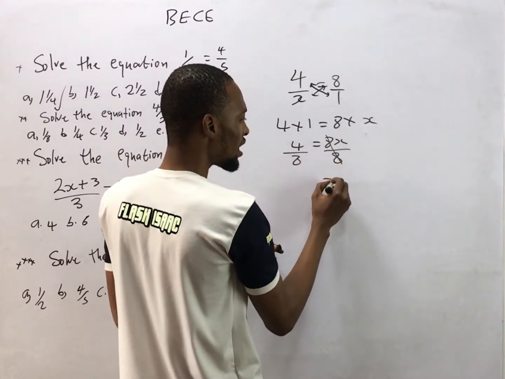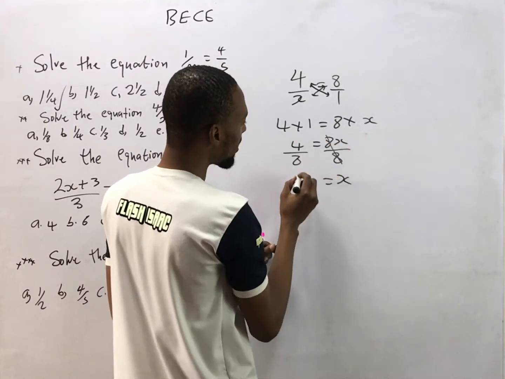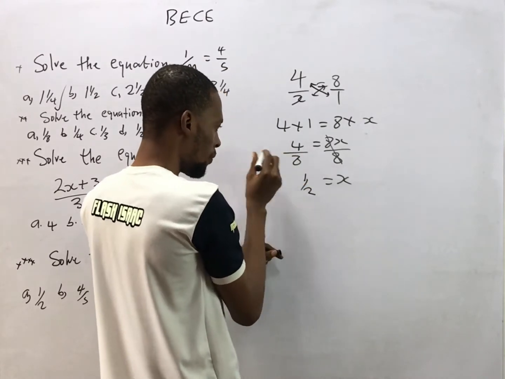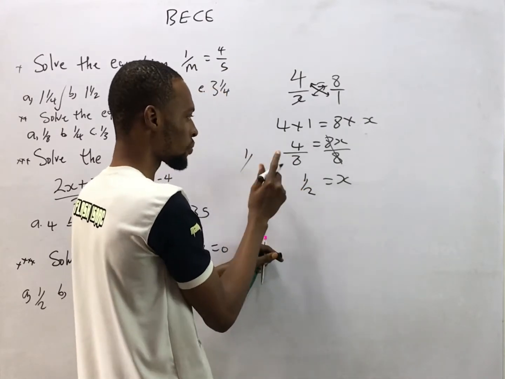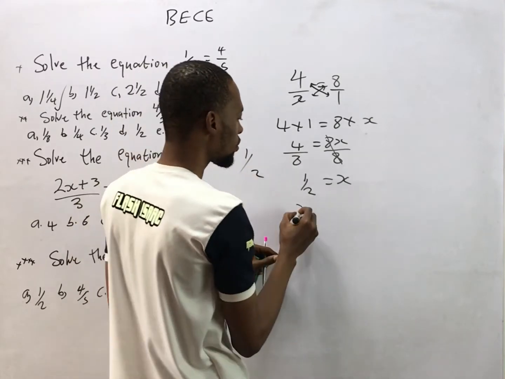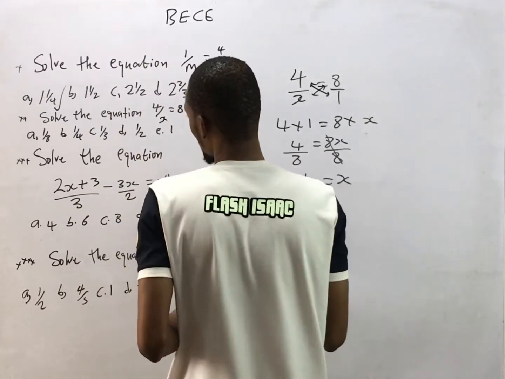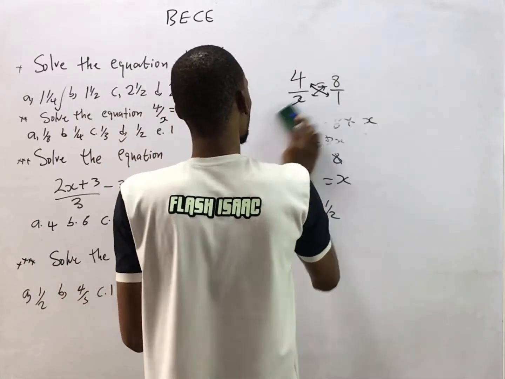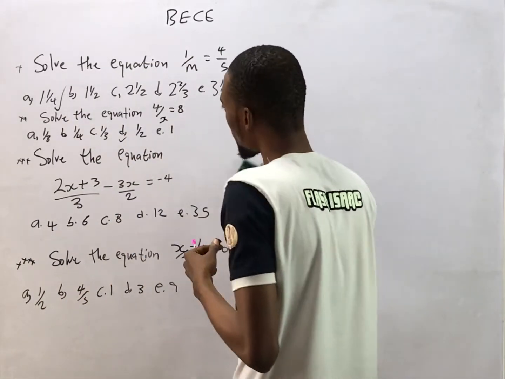This divided by this, that means we are left with only s here. 4 divided by 8 is simply 1 over 2, because 4 divided by 4 is 1 and 8 divided by 4 is 2. So s is equal to 1 over 2. So that's option D. So here you can see that equations in BECE are not that difficult.